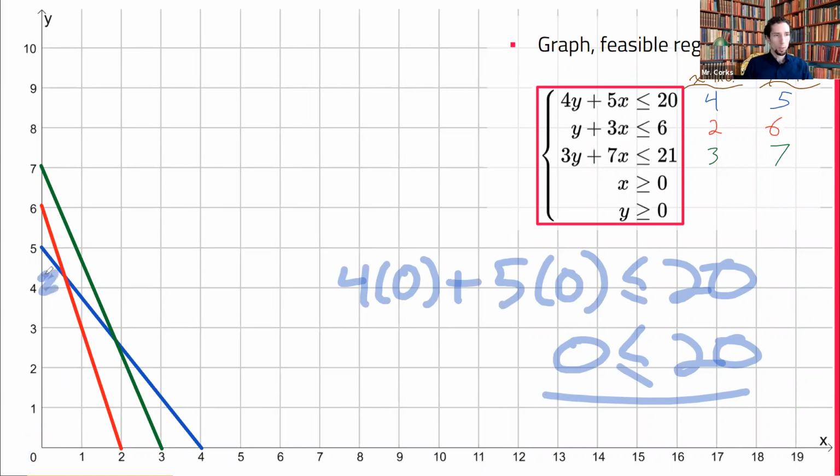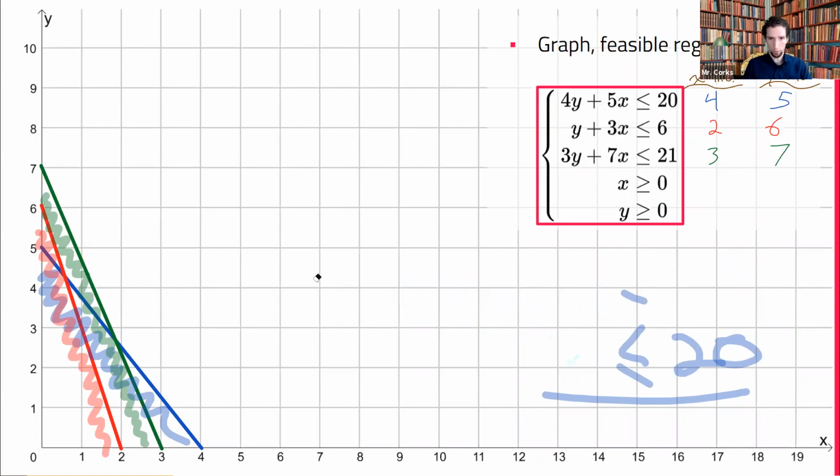All right, so below the blue line and below the red line, they are all less than or equal, and below the green line. Okay, so those are the shaded regions for each of these inequalities individually, but what we actually want is the shaded region of the three of them combined. What's the area where all three of them are true?